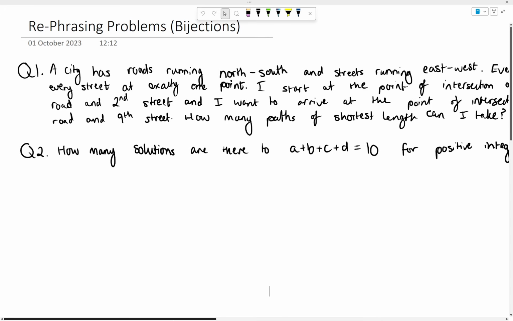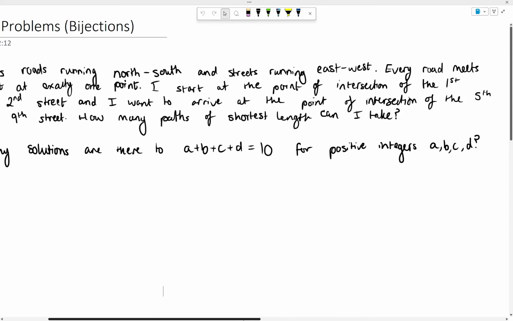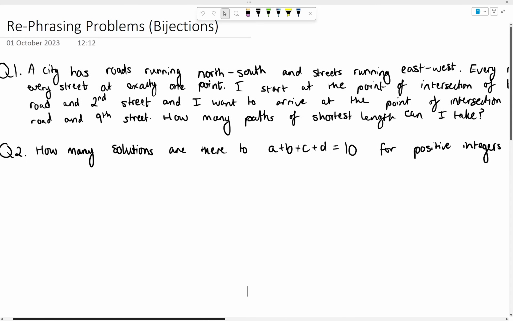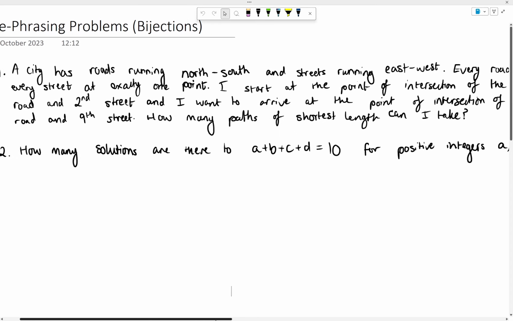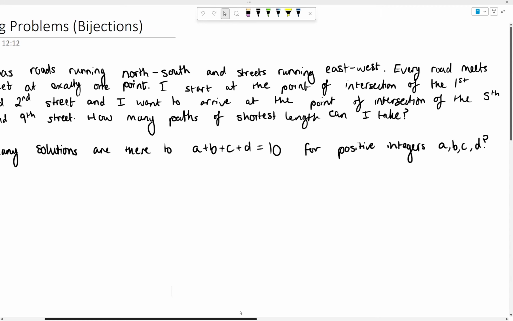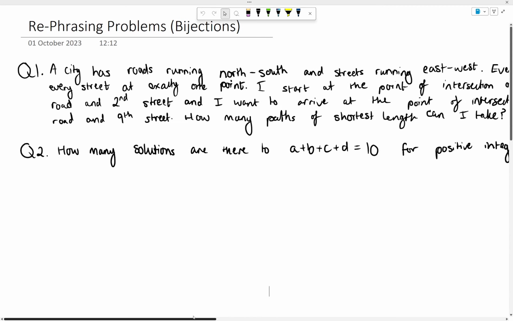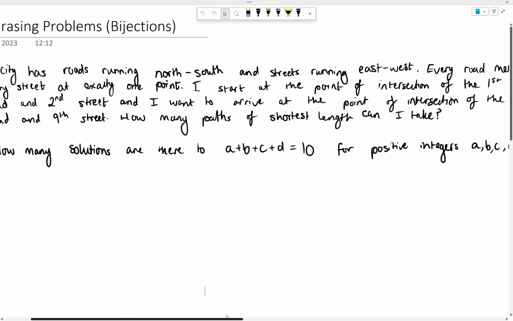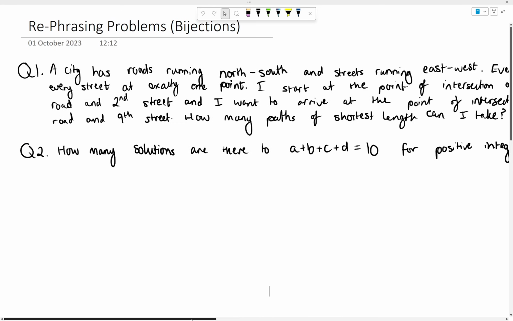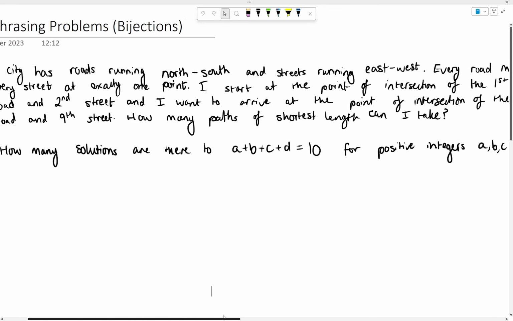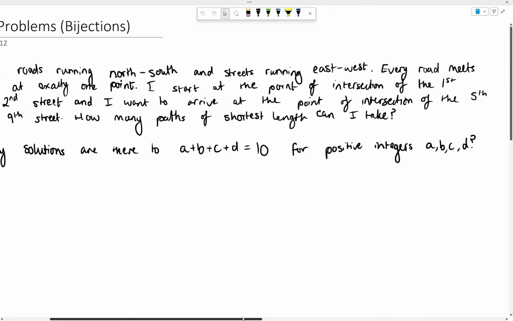So this is the first problem I want to talk about. A city has roads running from north to south and streets running from east to west. Every road meets every street at exactly one point. I start at the point of intersection of the first road and the second street, and I want to arrive at the intersection of the fifth road and the ninth street. How many paths of shortest length can I take?